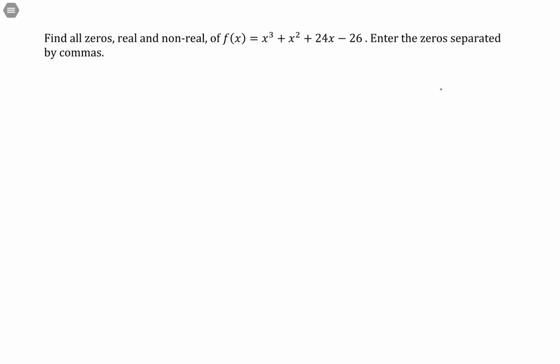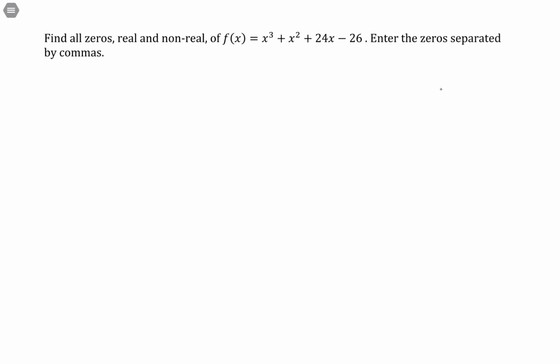Find all zeros, real and non-real, of f of x equals x cubed plus x squared plus 24x minus 26. Enter the zeros separated by commas. To begin, we need to find some initial zeros.